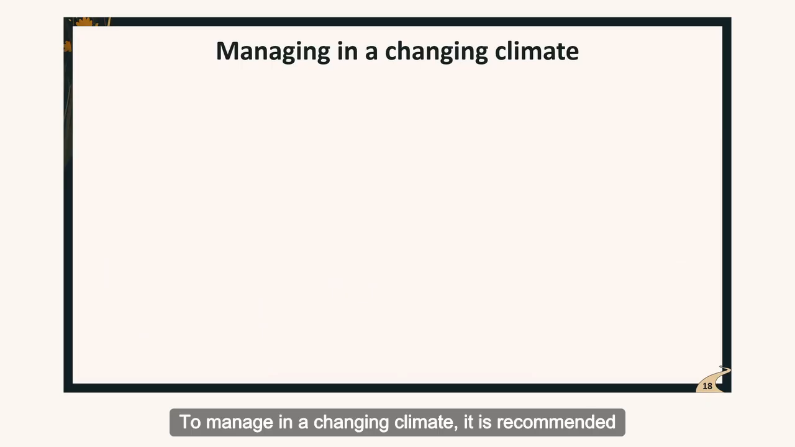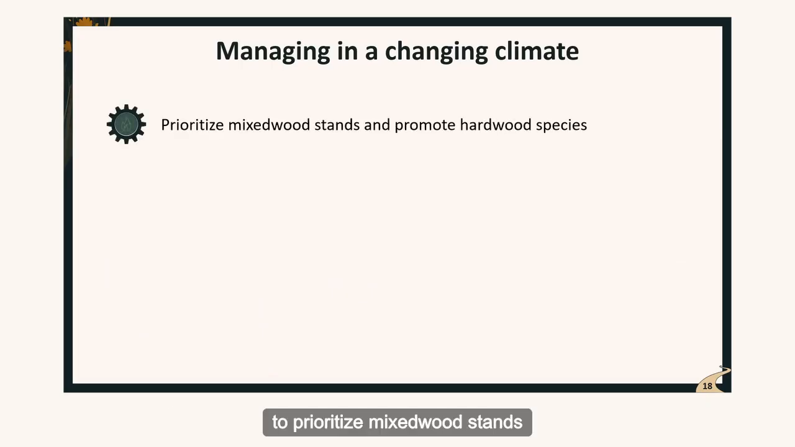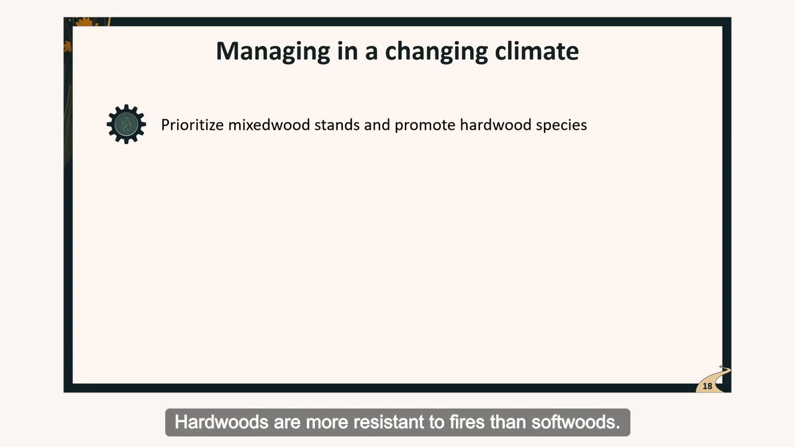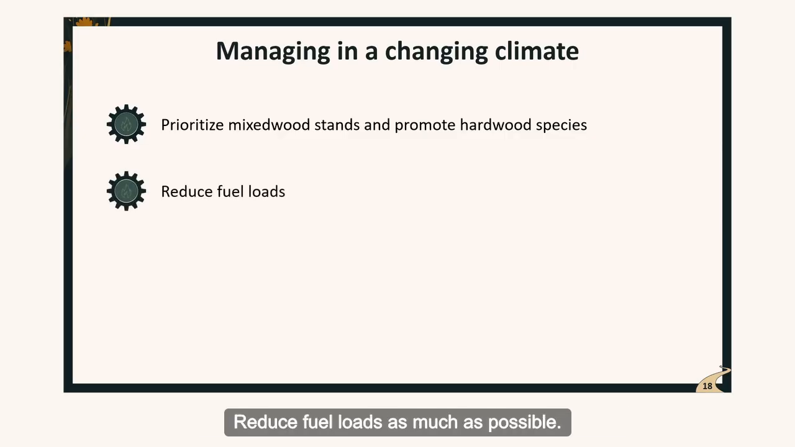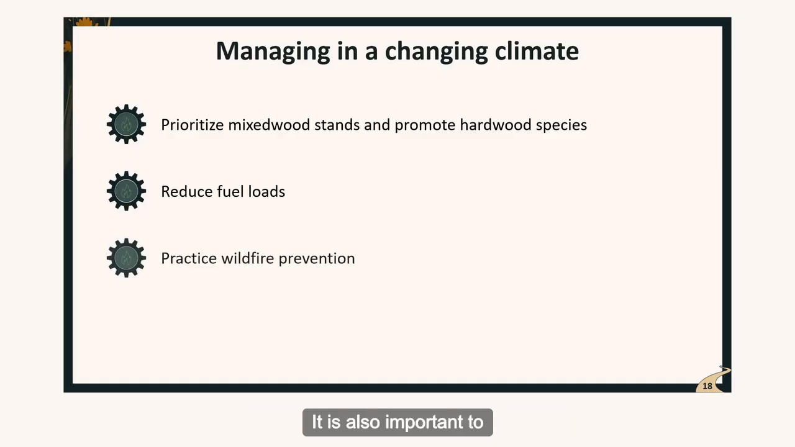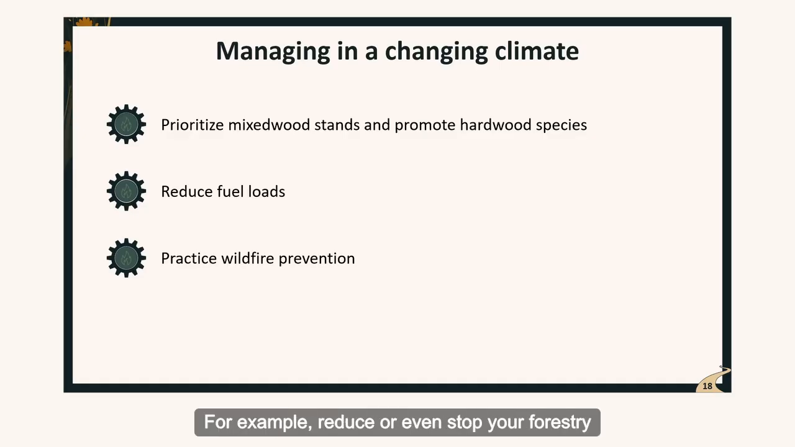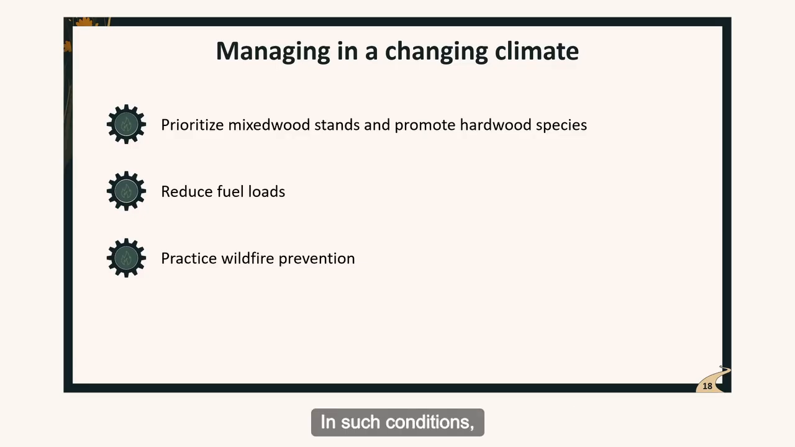To manage in a changing climate, it is recommended to prioritize mixed wood stands and promote hardwood species. Hardwoods are more resistant to fires than softwoods. Reduce fuel loads as much as possible. It is also important to practice wildfire prevention. For example, reduce or even stop your forestry activities in the event of extreme drought. In such conditions, the slightest spark can start a wildfire, so be careful.